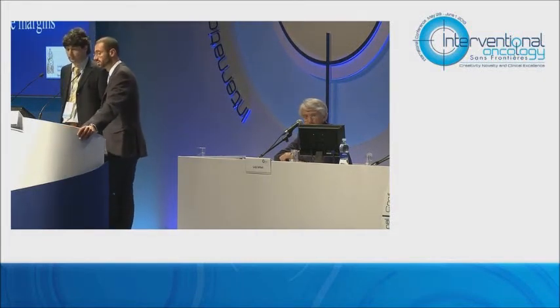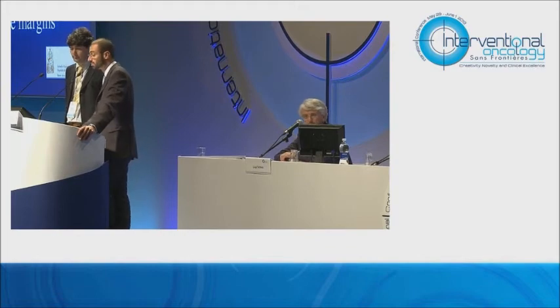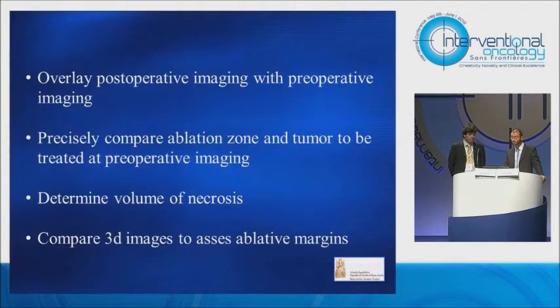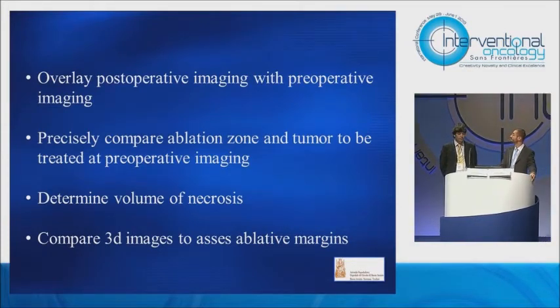What we asked of the system was the possibility of overlaying the post-operative imaging with the preoperative one in order to assess the coverage of the whole tumor, and to have a precise comparison of the ablation zone and the tumor. Moreover, if possible, we wanted that to be on the volume of the tumor, not only by axial images, and if possible, in a 3D way.